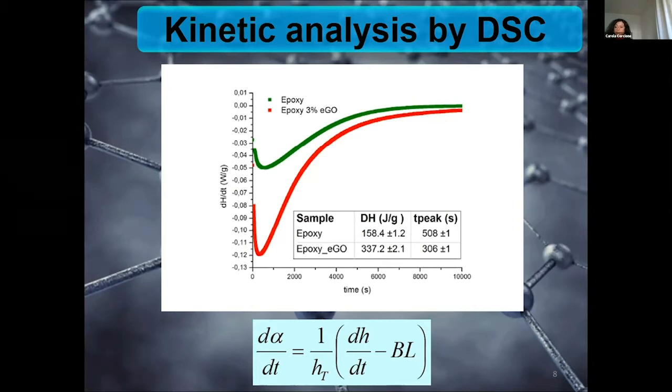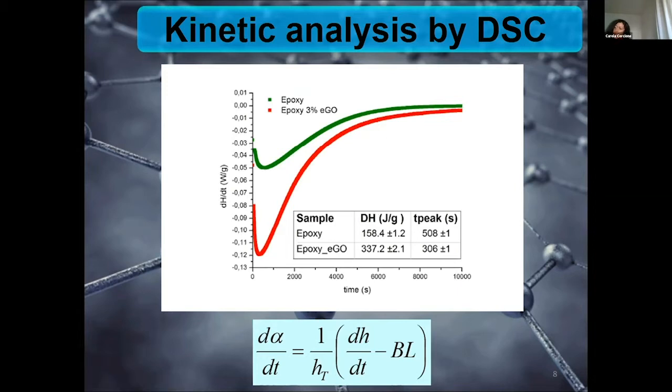The overall kinetic studies referring to the use of all the other fillers that I mentioned before are contained in a joint paper already published between the University of Salento and the University of Salerno. Here I would like to concentrate only on the effect of EGO. As you can see in this slide, isothermal DSC scans at 50 degrees Celsius for the net epoxy resin without fillers and with 3% by weight of EGO nanofillers are reported in this figure.